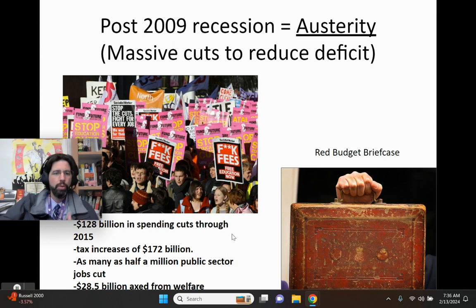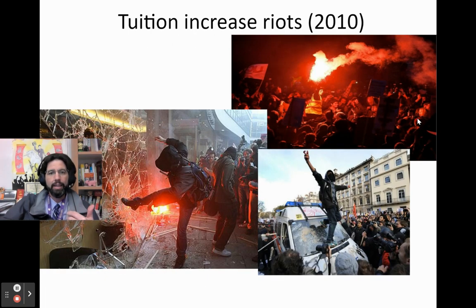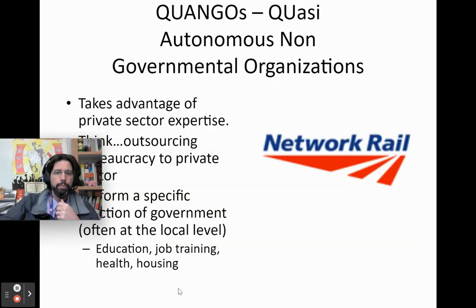And when this occurred, you had billions of dollars in spending cuts, and this really hurts countries that depend on that social safety net. It actually led to riots when they tried to increase the tuition of going to college. You had probably two weeks' worth of rioting, where you had a lot of damage done to local businesses and cars. There was a lot of vandalism.